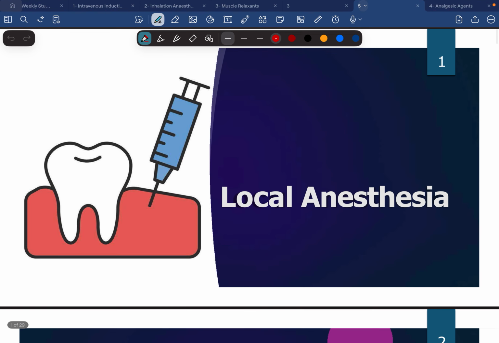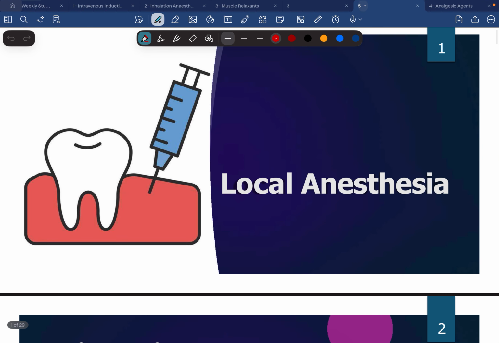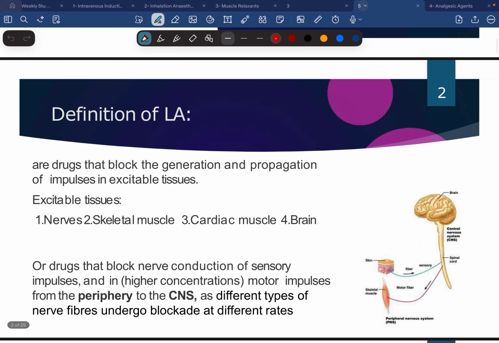Local anesthesia as a term, it's either local anesthetics or regional anesthesia. From the name, regional anesthesia provides anesthesia for a certain region or part of the body by the use of local anesthetics.